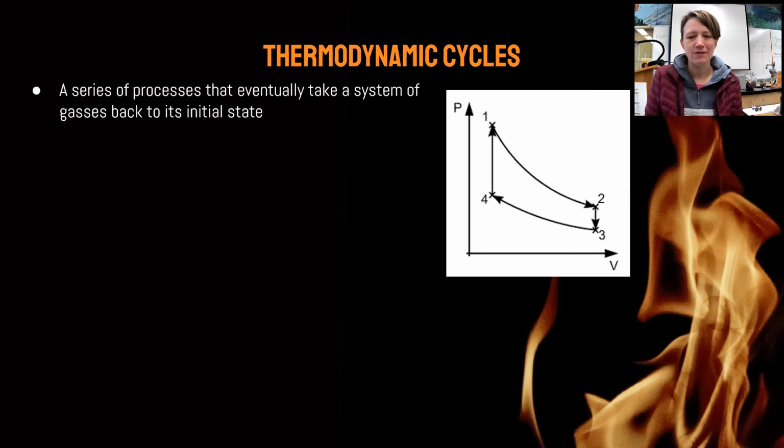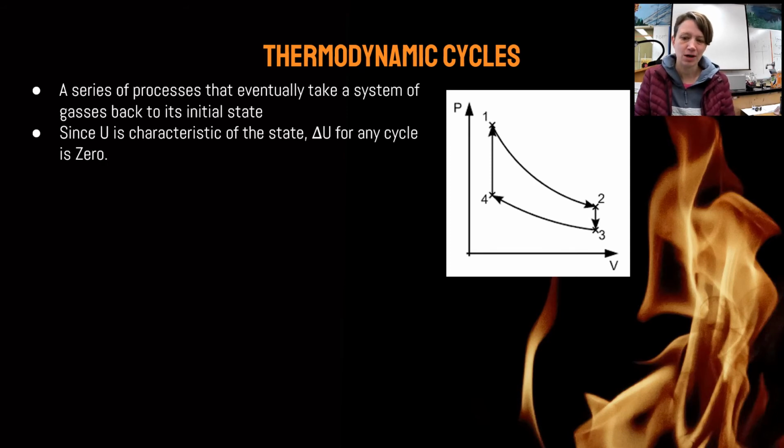So the other thing that you often see on PV graphs is known as a thermodynamic cycle. A thermodynamic cycle is a series of processes that are connected that eventually take a system of gases from one state through a bunch of other states and eventually back to its initial state. Because we know U is characteristic of a state, that means that the delta U for any cycle is 0. We end up at exactly the same thermodynamic situation as we started with at the end. So we have the same pressure, the same volume, the same N, the same U, the same temperature. Everything is exactly the same about the gas at the start and at the end.